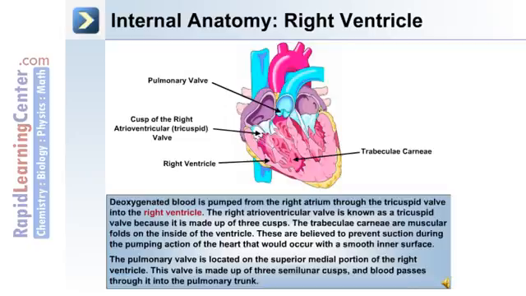The pulmonary valve is located on the superior medial portion of the right ventricle. This valve is made up of three semilunar cusps, and blood passes through it into the pulmonary trunk.